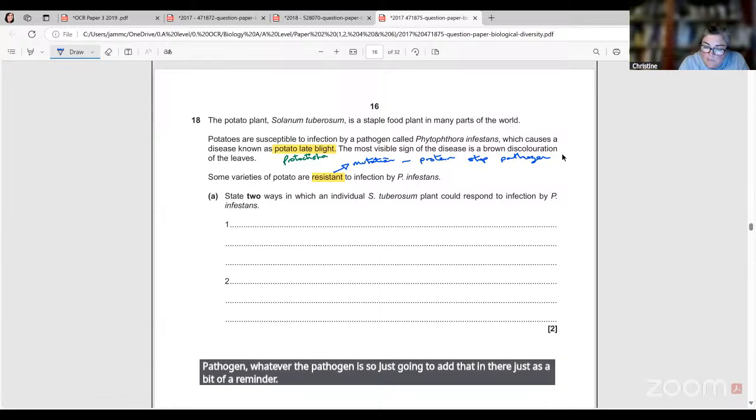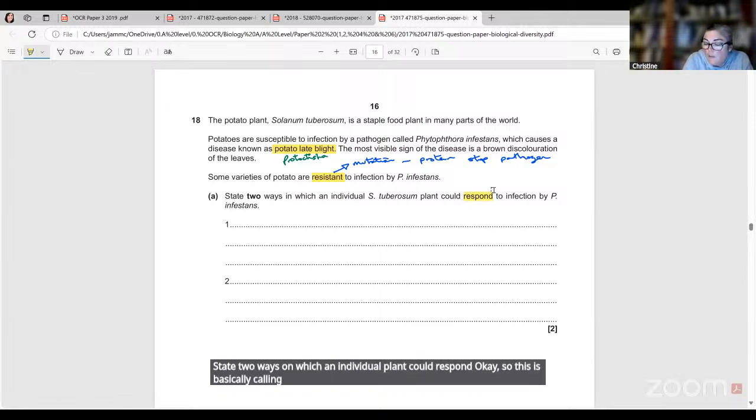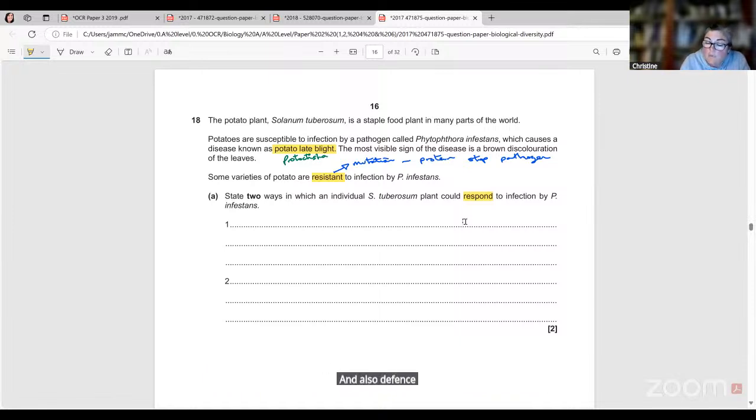Okay, so some varieties are resistant to the infections. State 2 ways in which an individual plant could respond. So this is basically calling up your knowledge on plant responses, so module 5, and also defense mechanisms, which is module 4. Hold on one second.